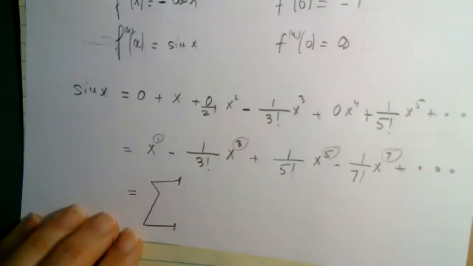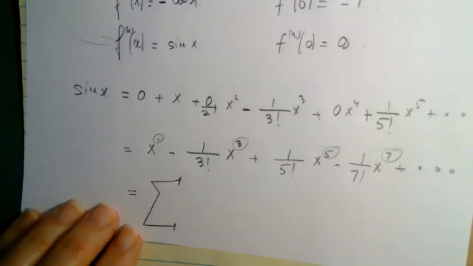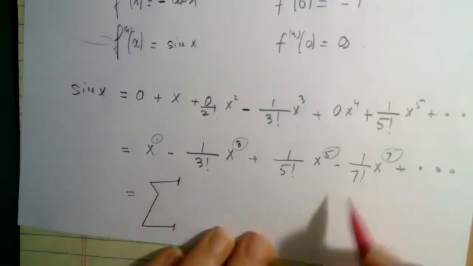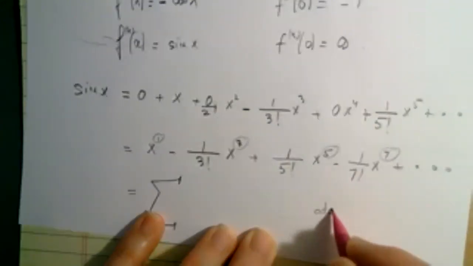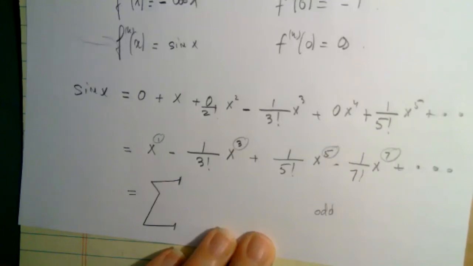What kind of power? Odd power. Very good. How can I rewrite an odd number? So odd number, how can I write it? Because I need to write this. How can I write an odd number?